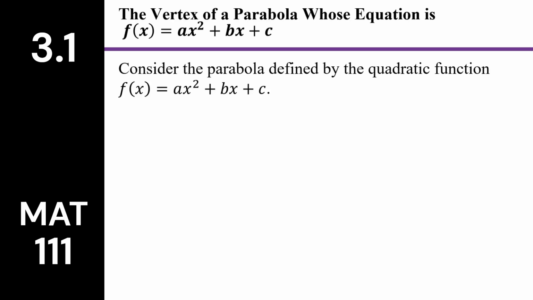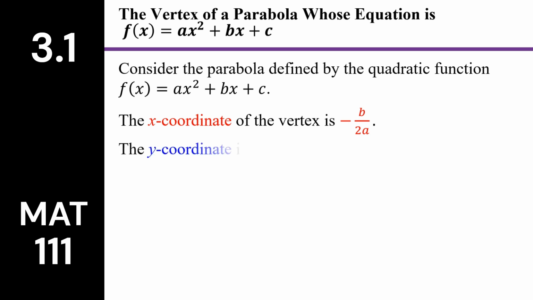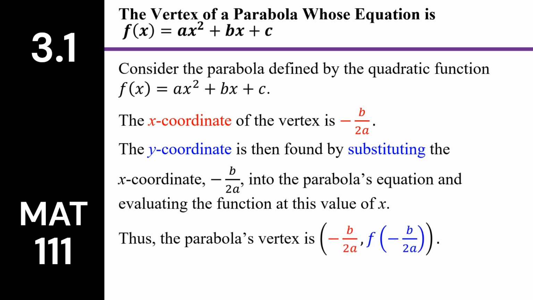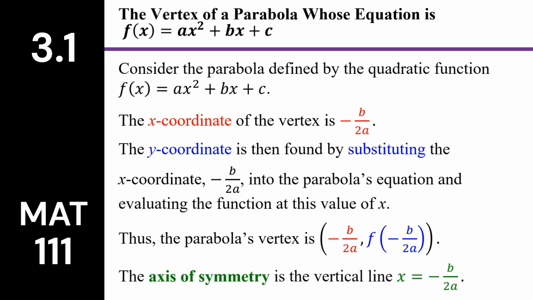Consider the parabola defined by the quadratic function f of x equals ax squared plus bx plus c. The x-coordinate of the vertex is negative b over 2a. The y-coordinate is then found by substituting that x-coordinate, negative b over 2a, into the parabola's equation and evaluating the function at this value of x. So the parabola's vertex is negative b over 2a, comma, f of negative b over 2a. And the axis of symmetry is the vertical line with the equation x equals negative b over 2a.